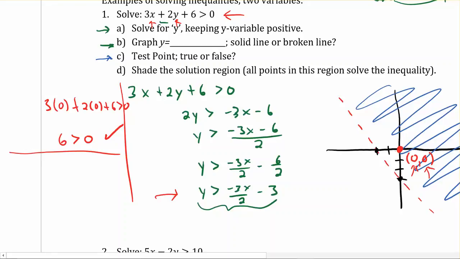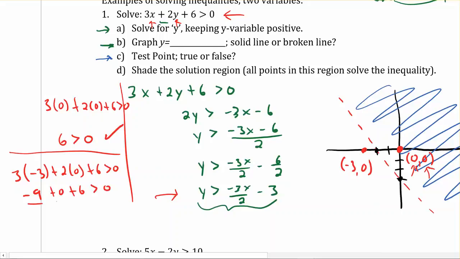Let's grab the test point of maybe right here at (-3, 0). So x is -3, y is 0. So we'd have 3 times -3 plus 2 times 0 plus 6 is greater than 0. So we've got -9 plus 0 plus 6 is greater than 0. -9 plus 6 is -3, is greater than 0.